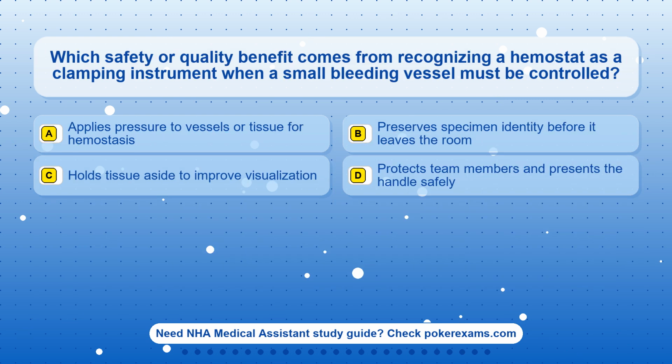Question 16. Which safety or quality benefit comes from recognizing a hemostat as a clamping instrument when a small bleeding vessel must be controlled? Option A, applies pressure to vessels or tissue for hemostasis. Option B, preserves specimen identity before it leaves the room. Option C, holds tissue aside to improve visualization. Option D, protects team members and presents the handle safely.